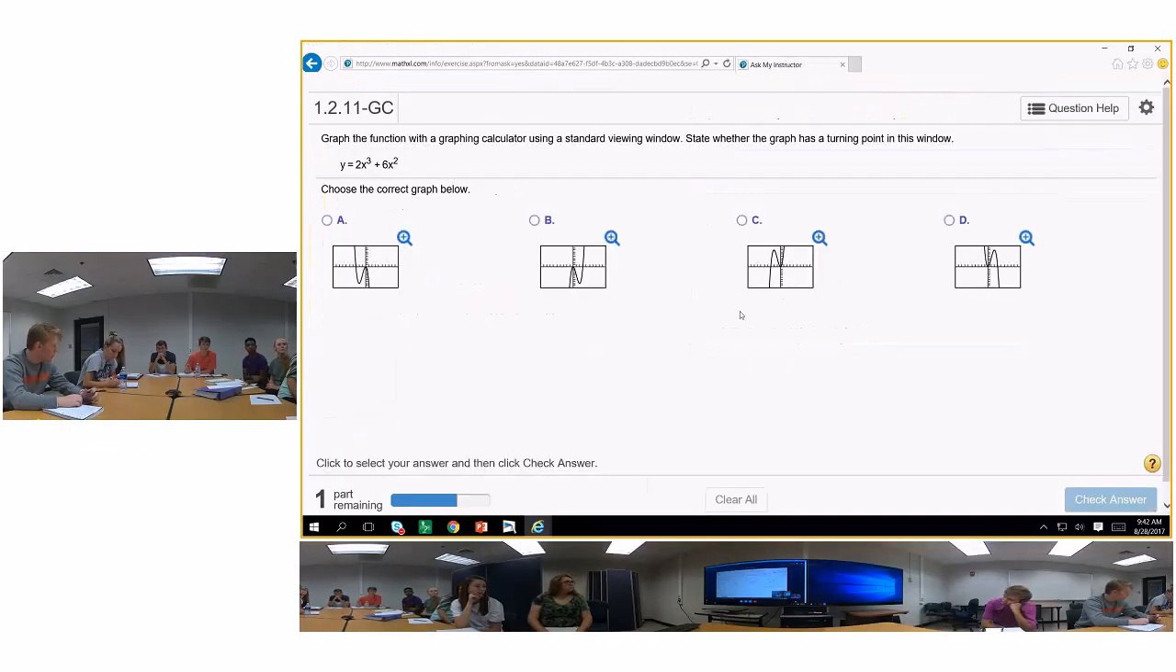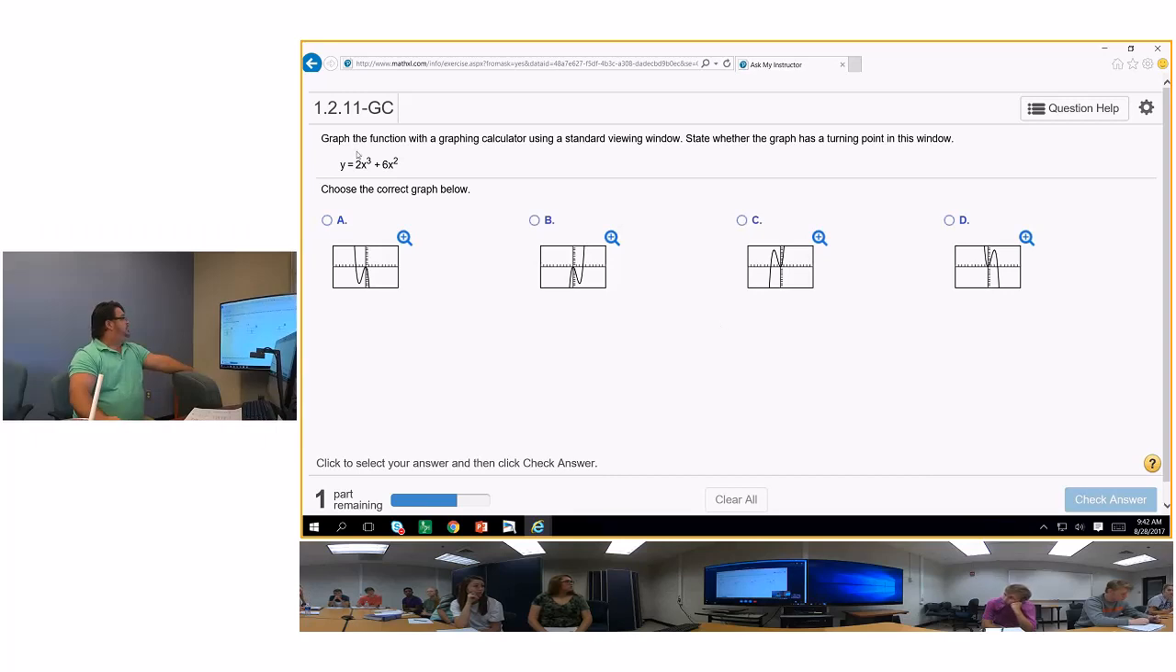Graph the function with the graphing calculator. Use a standard viewing window. State whether the graph has a turning point in the window. Well, it has 2 turning points. How do you know that?